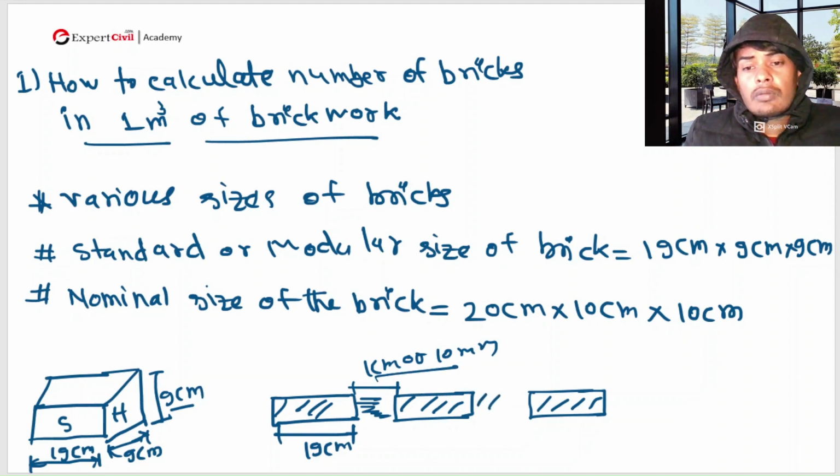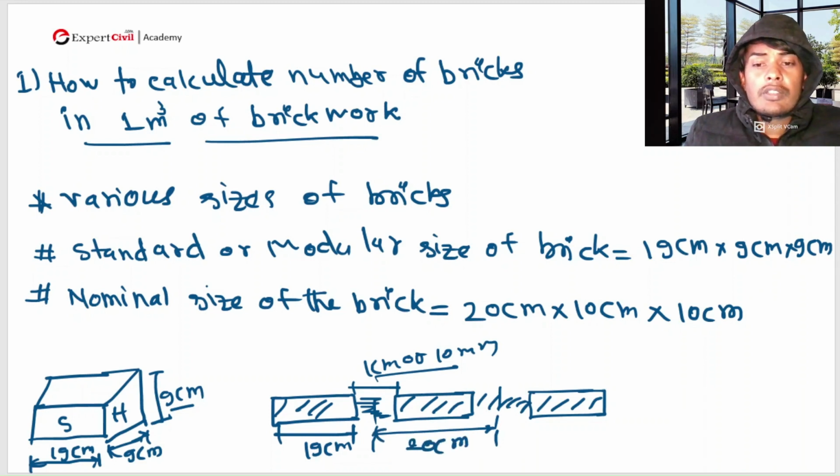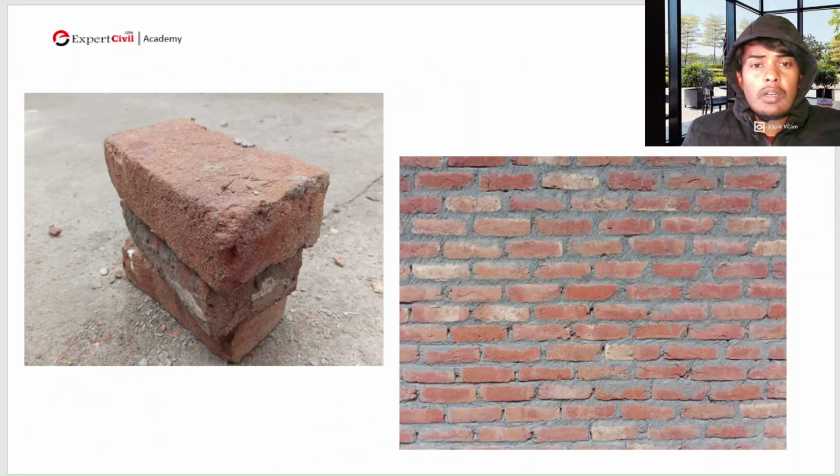So this size of the brick with mortar is 20 centimeter. This is the nominal size and this is the standard size. And for the clarity of the topic, I am using the actual picture of the brick masonry and the brick. So here is our brick masonry, here is our brick wall. So these are our dimensions, you can see.